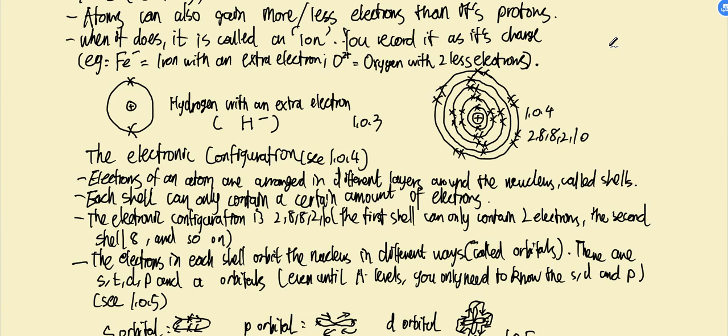And a shell can't have infinite electrons, nor are they randomly placed around. It actually has a sequence. GCSE teaches you 2, 8, 8, A-level teaches you 2, 8, 8, 10. And in GCSEs, you only have to remember how they are organized, but in A-levels, you have to know why they are organized that way.